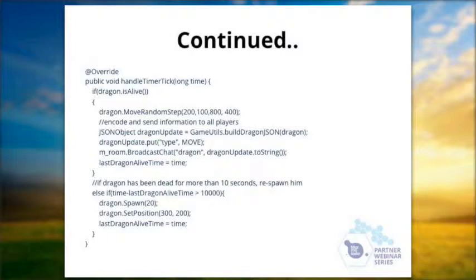If the dragon is dead, that is, its health is below 0, what we do is we check how long it's been since it was last live, and if it has been more than 10 seconds, we simply respawn it. How we do that is by resetting its health and its position to its default value, and then when the next timer tick comes along, it will see that, oh, it has some health and the dragon is alive, and the positions will be sent as in the first case in the if statement of this function.